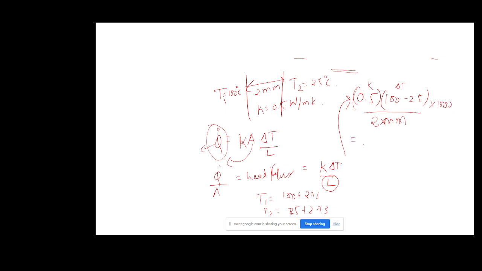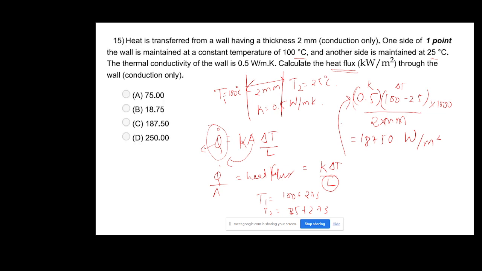So if we solve this and calculate, the value comes out to be 0.5 into 75 into 1000 by 2, which is 18750 watt per meter square. Now the options we have are in terms of kilowatt per meter square. So to find out in terms of kilo, we will divide by 1000. So 18750 by 1000 is 18.75 kilowatt per meter square. So the correct answer is 18.75.